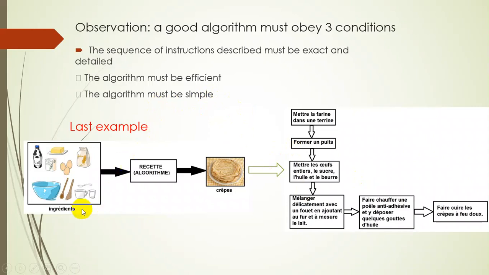Last example: if we have ingredients and we want to make some recipe, we will have some algorithm from the beginning to the end. Just notice this algorithm is written in French, to keep the example taken from the internet.